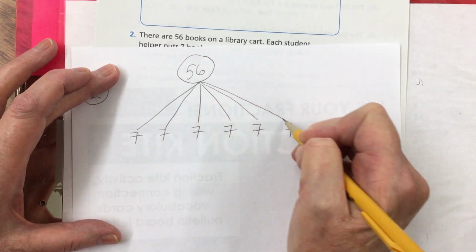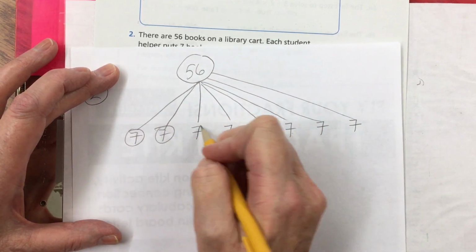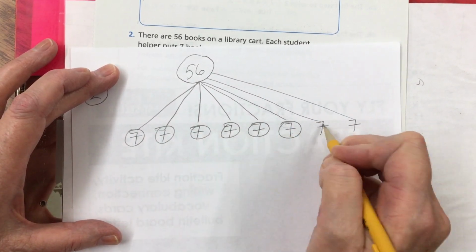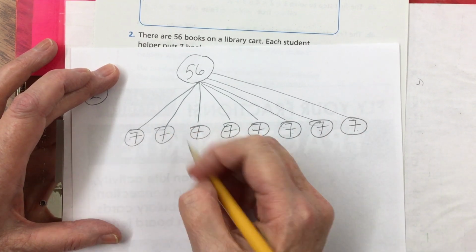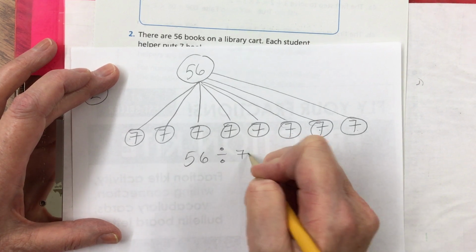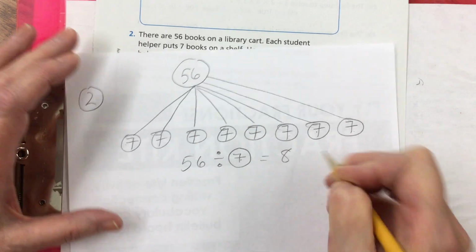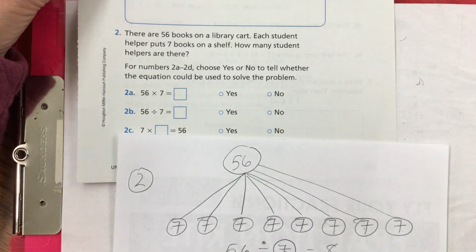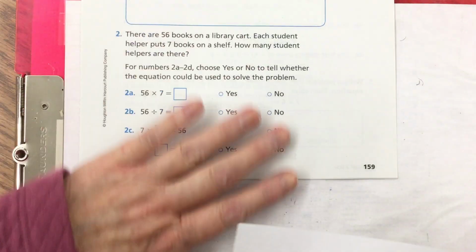This is an equal share drawing. You can do this a different way though. You don't have to do it this way. So 1, 2, 3, 4, 5, 6, 7, 8. 56 books divided by, they're in groups of 7. How many kids is that? 8 student helpers.